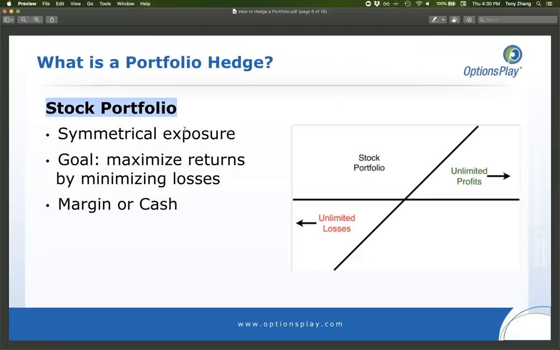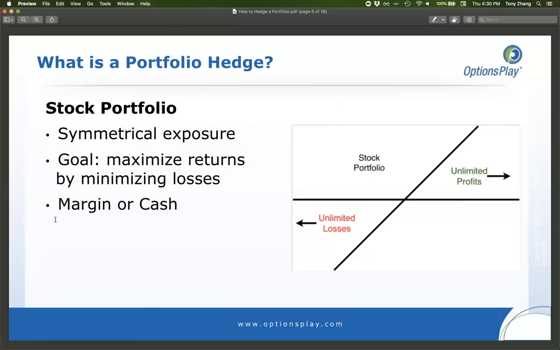As long as you have an equities-based portfolio, this is what you can put a hedge on. Now, the thing about a stock portfolio is the fact that you have symmetrical exposure, as you see in this chart. What I mean by symmetrical exposure is that you have unlimited profits to the upside and unlimited losses to the downside. You get dollar for dollar exposure. If the market goes up by a dollar, you make a dollar. If the market goes down by a dollar, you lose a dollar. And the goal here is to simply maximize your return by minimizing your losses. And you can trade a stock portfolio either on margin or cash.